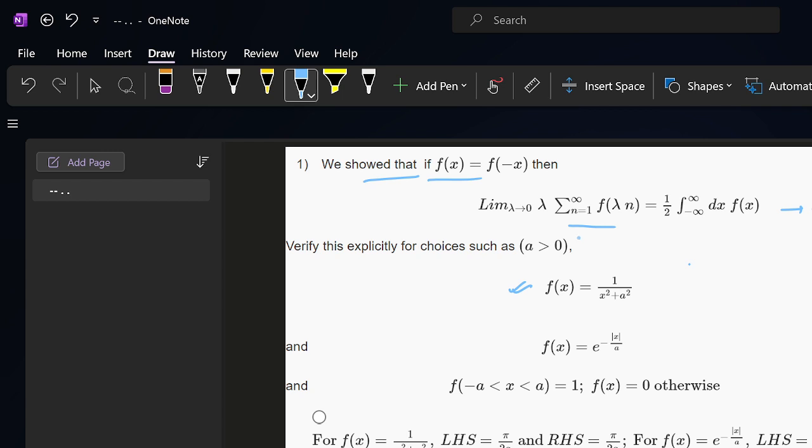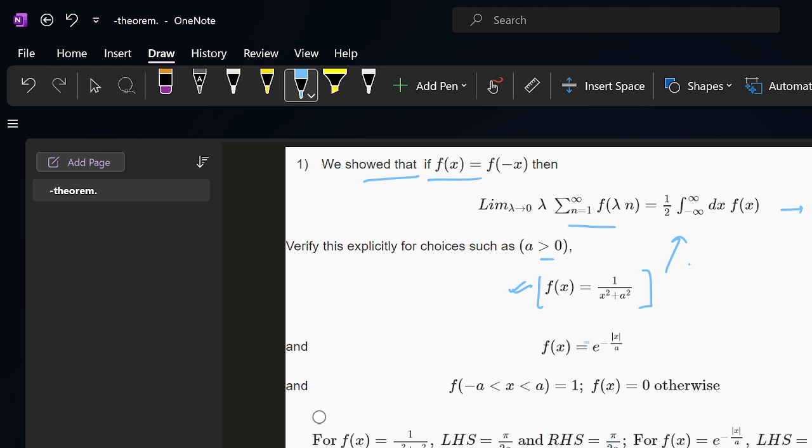And by using that theorem, you are asked to verify that if the function form is given differently, like in the first case the function is 1 by x squared plus a squared, where a is greater than 0, then you have to prove that this theorem actually holds, that LHS equals RHS. And not only that, you have to also calculate the values of LHS and RHS, because in the options the values are specifically mentioned.